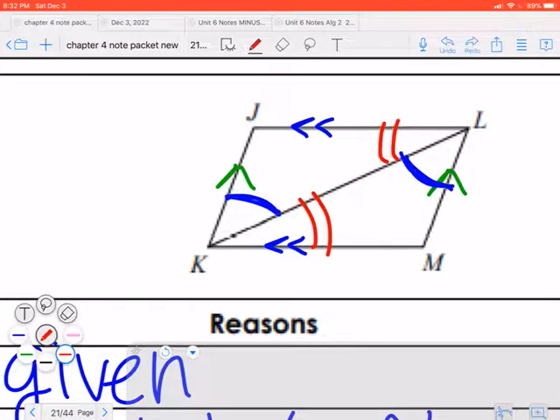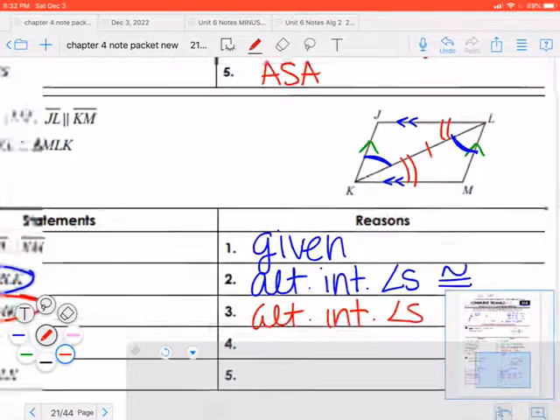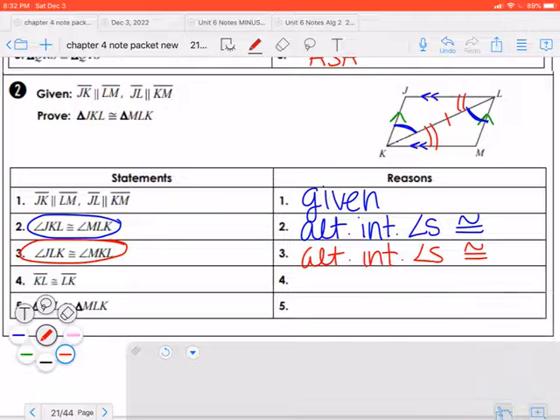And again, just like the picture above, that side, this segment here, is being shared. It's the side of the top angle, and it's the side of the bottom angle. So that is serving as our side in between the two angles. So we've got to say KL is congruent to LK. Reflexive property is the reason. Reflexive property. And so now we have it.